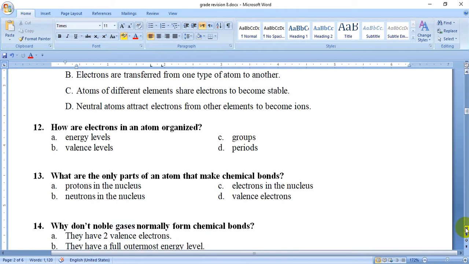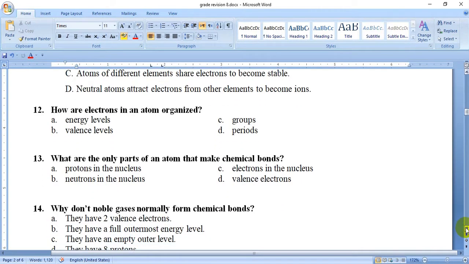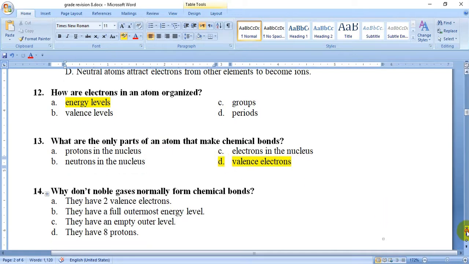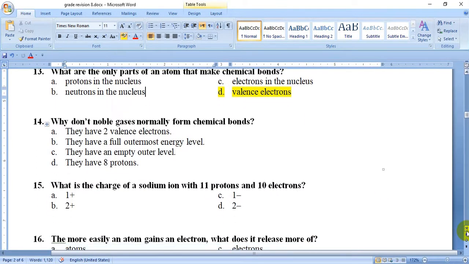Next question, how are electrons in an atom organized? How do electrons organize inside the atom in energy levels? And question 13, what are the only parts of an atom that make chemical bonds? The only part of the atom that participates in chemical bonds is the protons in the nucleus, neutrons in the nucleus, electrons in the nucleus, or valency electrons. Yes, the valency electrons, they are electrons in the outer shell, and they are the only electrons that participate in the reaction or the chemical bond.